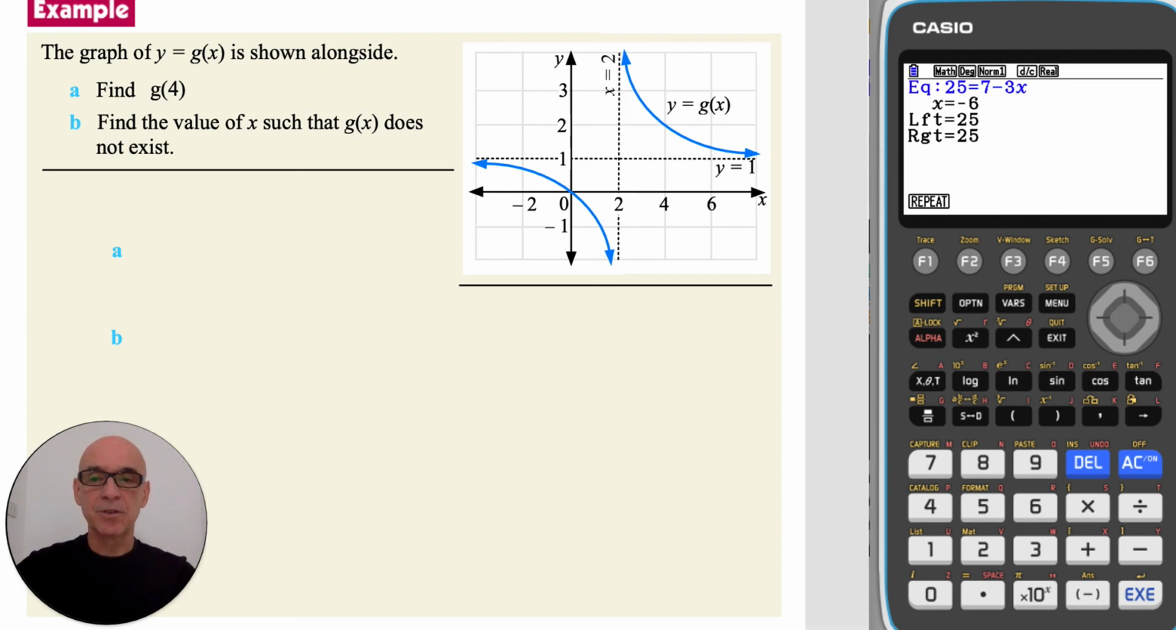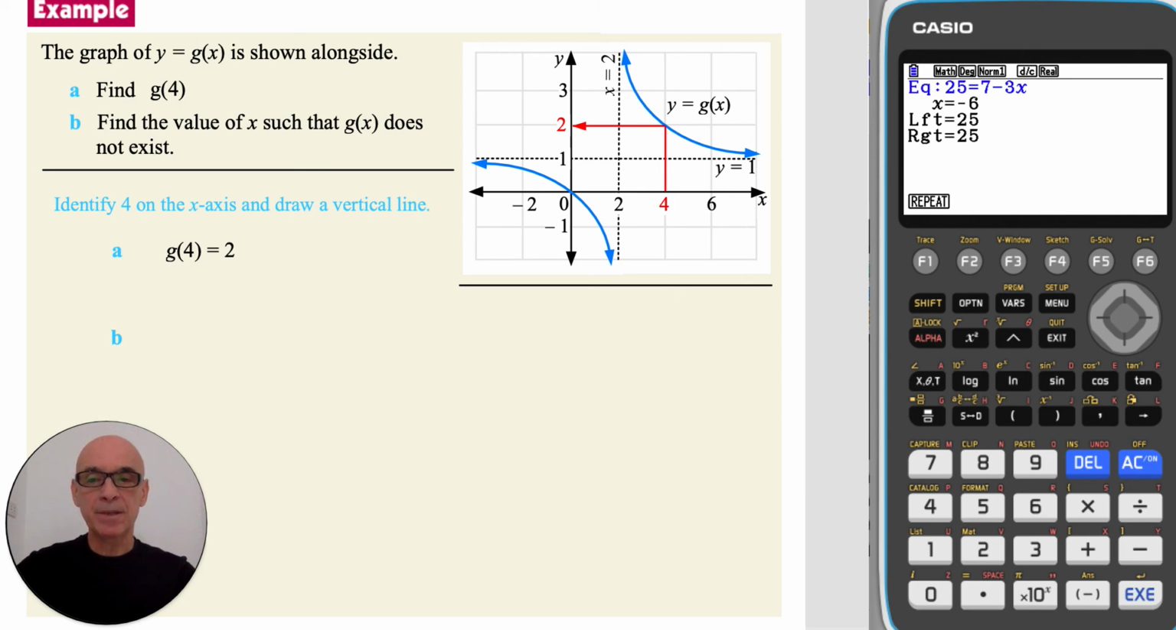In this question, the graph of the function g is shown alongside, and in part A, to find g of 4, we identify 4 on the x-axis and then draw a vertical line to the graph and a horizontal line to the y-axis. We see that g of 4 is equal to 2.